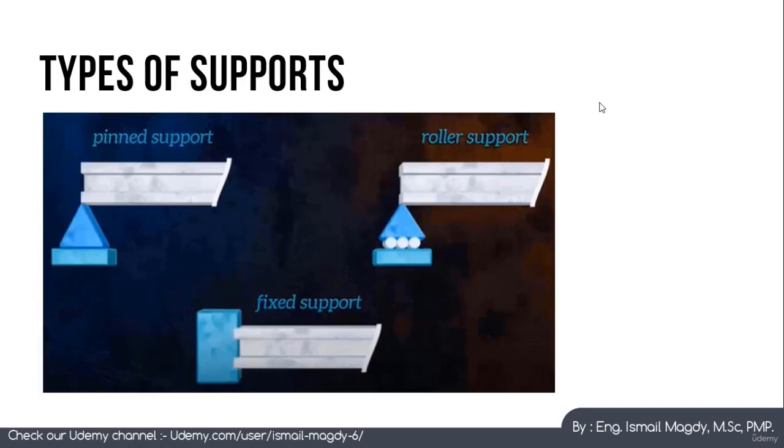For any restrained movement, we will have a corresponding reaction, which means that for the roller, we have only a vertical reaction, while for the bend support, we will have a vertical and horizontal reaction, and finally for the fixed supports, we are going to have vertical and horizontal reactions as well as a moment reaction to correspond to the restrained rotation.